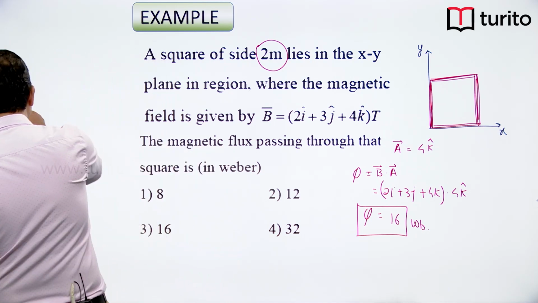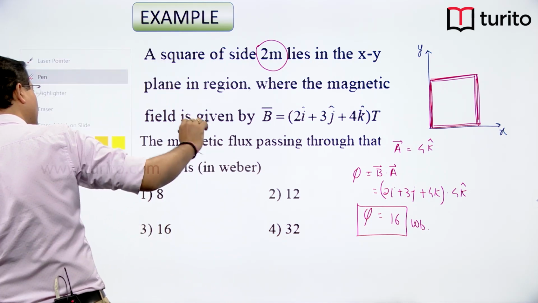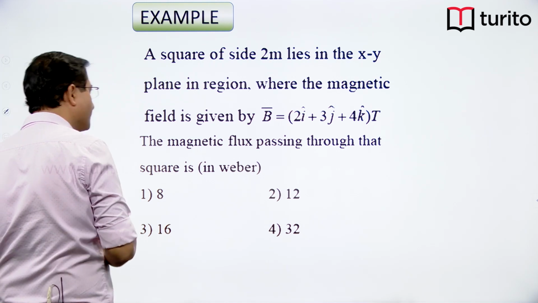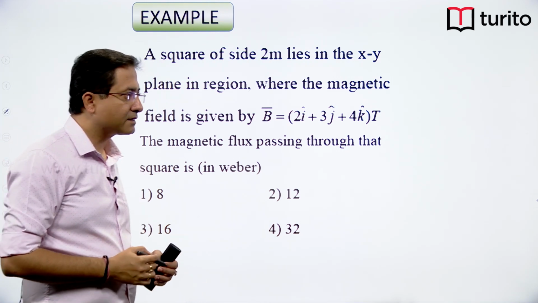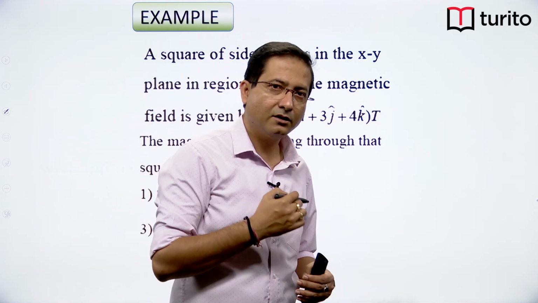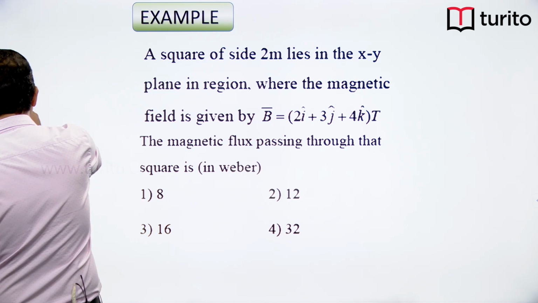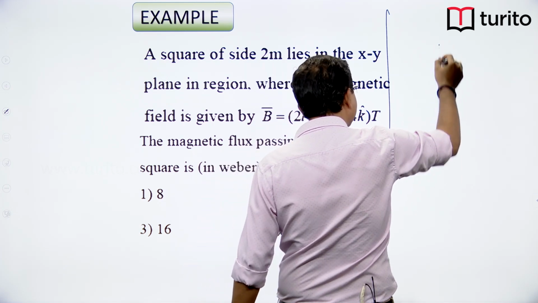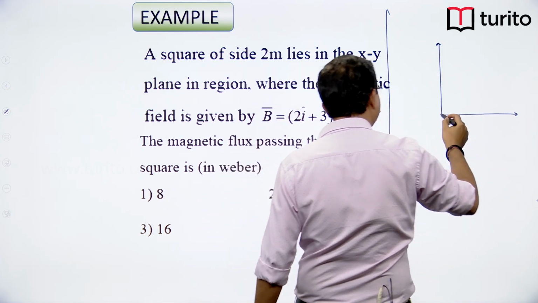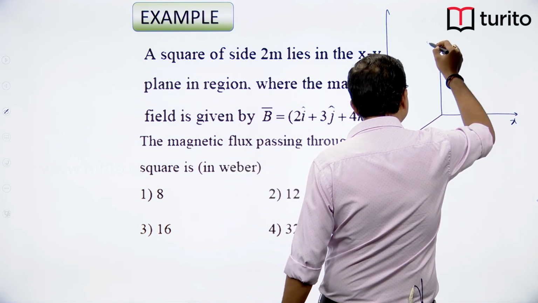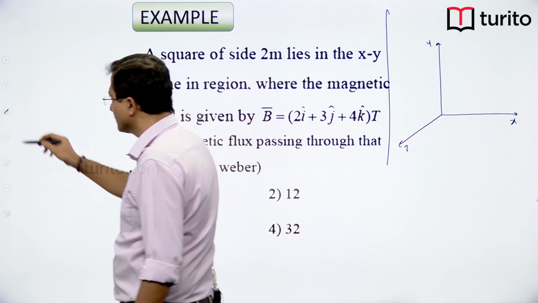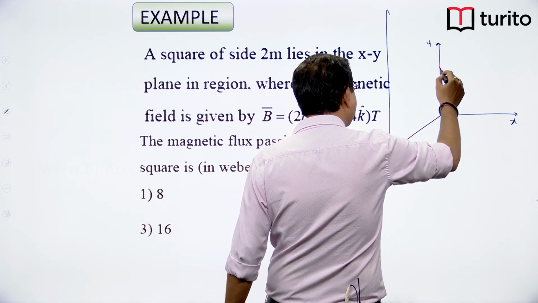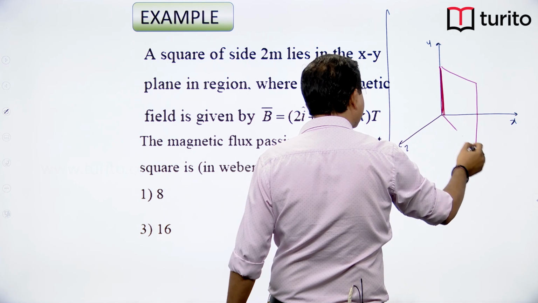Now, let us take another situation. I will clear all this. I am giving you another situation. Instead of placing our frame on the xy plane, I place the frame this way. So I change the question. This is the x axis, y axis, z axis, and now I am going to place the plane or frame this way.